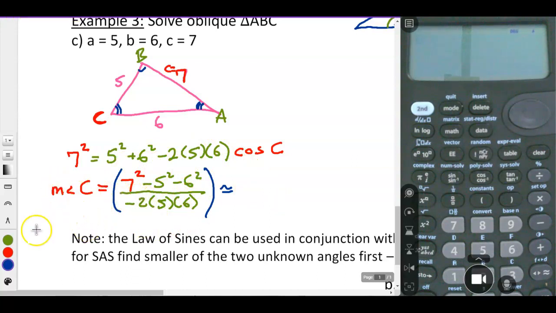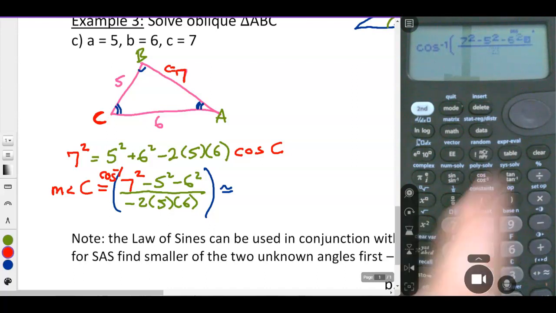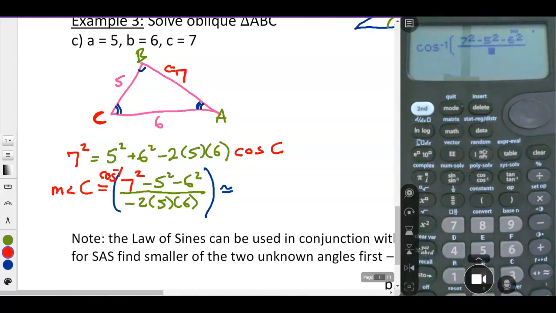Of course, I forgot something, didn't I? After all that yapping, I forgot the arc cosine. Without that, we won't get an angle answer, right? So I need that arc cosine in there. All right, fraction button. We get 78.5.